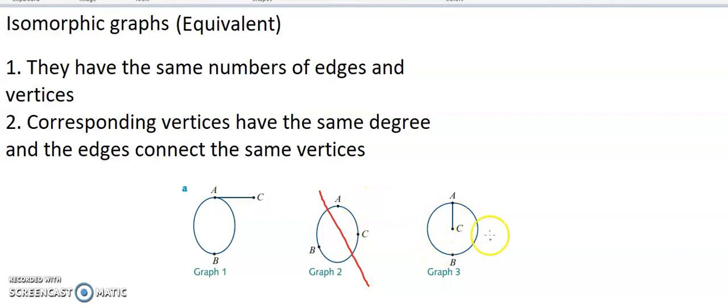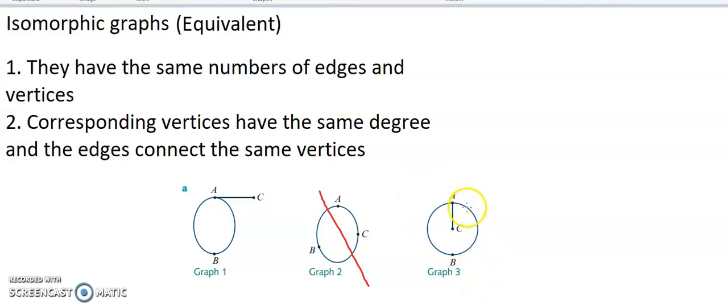Whereas if I look at graph C, A is connected to C and B, and the vertex C is only connected to A, exactly the same as graph 1. Likewise, if I think about the number of vertices and the number of edges, they are the same. I've got 3 vertices, 2 edges.